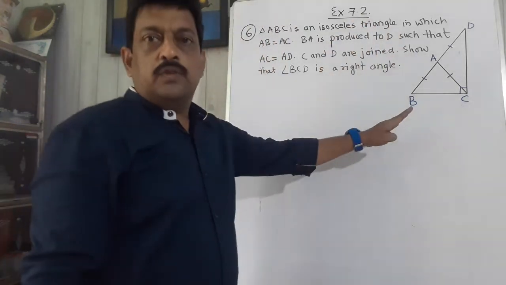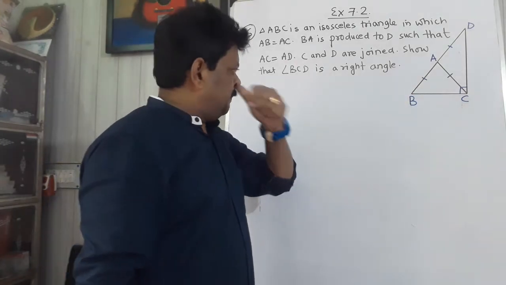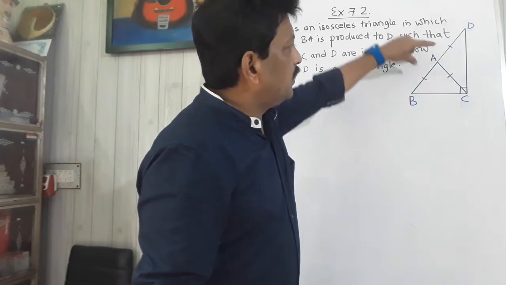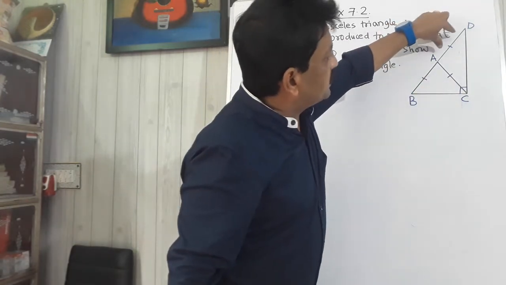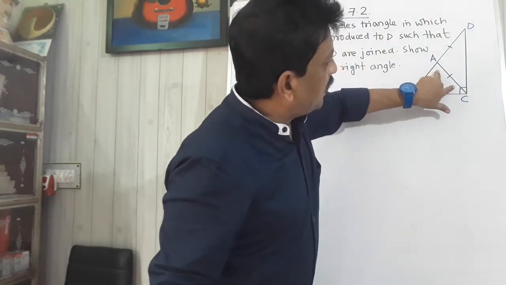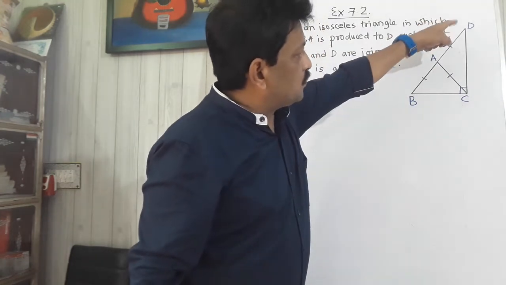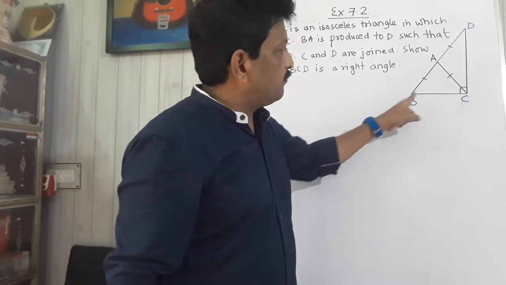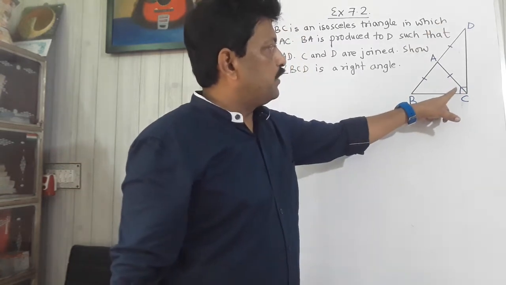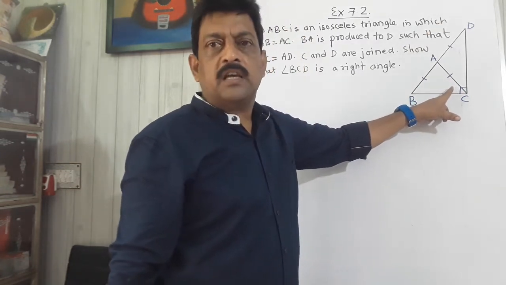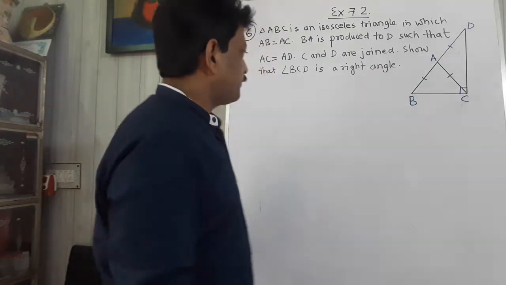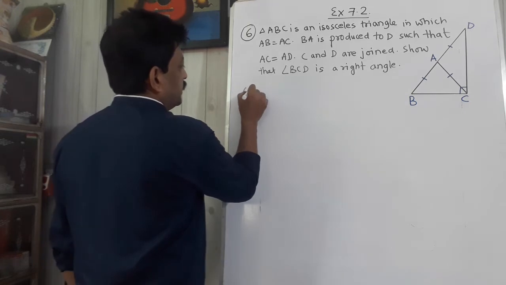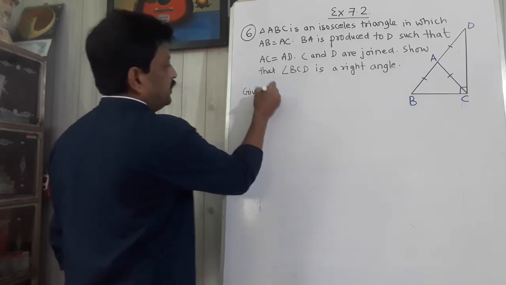I hope you have understood the question, the problem. In triangle ABC, AB and AC are equal. BA is produced to D such that AD and AC are also equal. So after joining D with C, we are getting one angle BCD. We have to prove that this angle BCD is a right angle. So as always, first of all, we have to note down the given information.